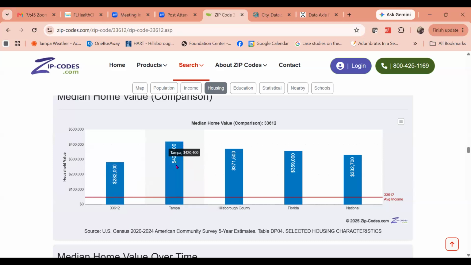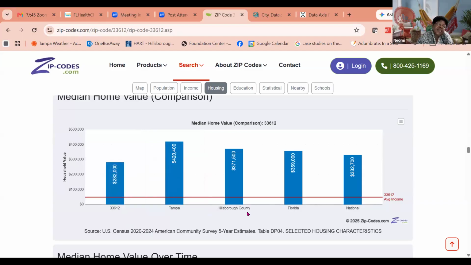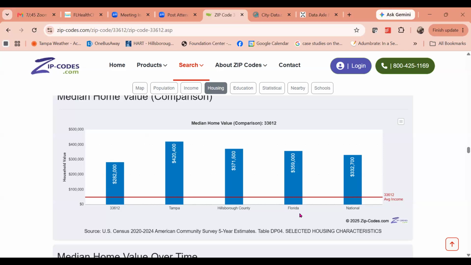Well, this is not a zip code. This is all of Tampa, including your zip code. The average house is 420, and your zip code is 282,000. That tells us a lot about your neighborhood. Compared to the city, in Hillsborough County it's 371,000. When we look at the state of Florida, it's 359, and when we look at the nation, it's 332. What do we know about these numbers?